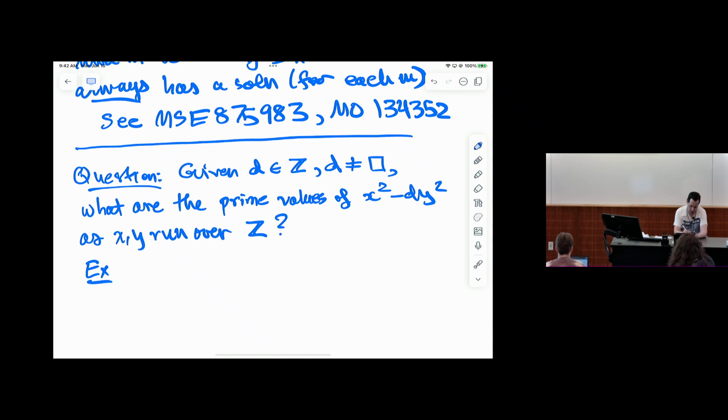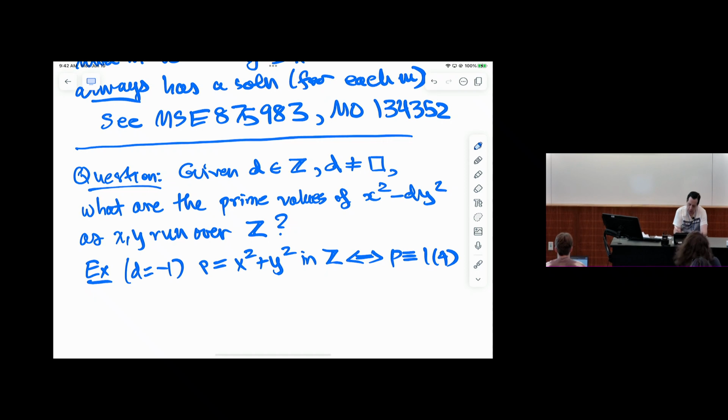So for example, famously, if we take d equal to -1, to say a prime is a sum of two squares when d is -1 in Z, that happens if and only if p is 1 mod 4. Or as another example, a prime is x squared minus 2y squared in Z for integers x and y, if and only if it's 1 or 7 mod 8.